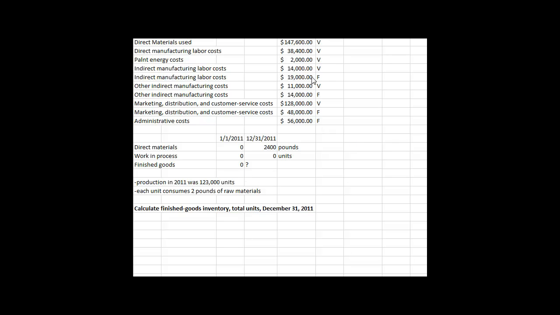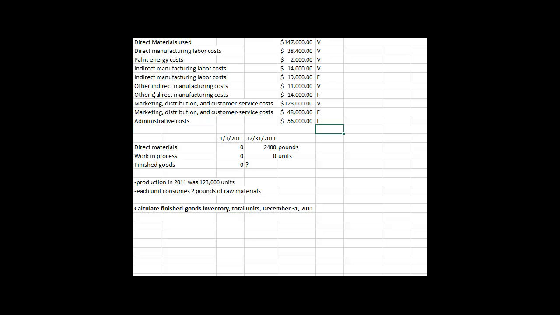And the dollar amount is figured out up here. So let me show you how I calculated the finished goods inventory, the total units for the shelving company. A couple key pieces of information you need to take away from the chapter: first off, they give us all these costs and they tell us which ones are variable and which are fixed, which doesn't really matter in this case.